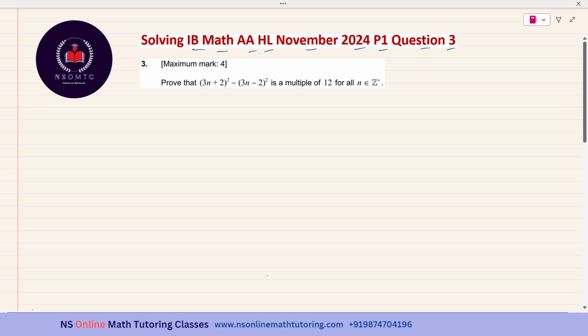So without any further delay, let us start to solve question number 3. The maximum mark is 4. It is saying prove that (3n plus 2) whole square minus (3n minus 2) whole square is a multiple of 12 for all n belonging to the set of positive integers.